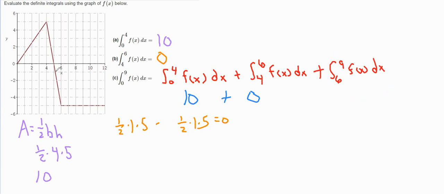In 6 to 9, everything is below the x-axis here, and we can make a rectangle out of this. And this looks to be a 3 by 5 rectangle, so that's going to be 15 units in there. So this would be a negative 15 because it's below the x-axis. And then 10 plus 0 minus 15 is going to be negative 5. And that would be our area, or sorry, integral for the whole thing from 0 to 9.